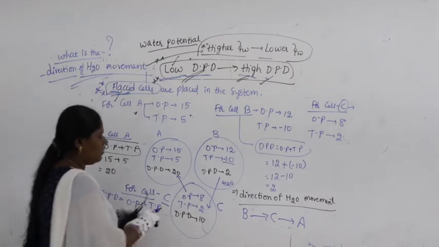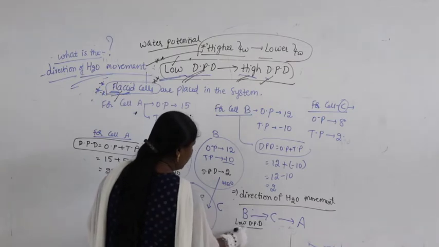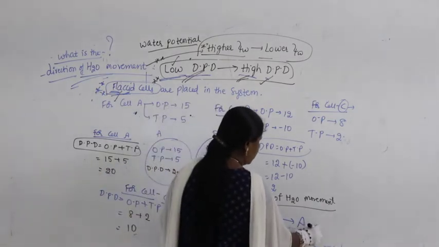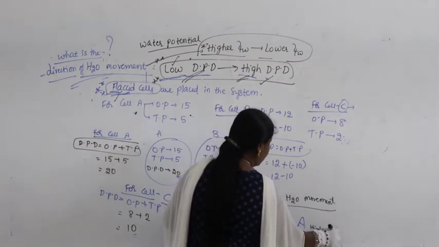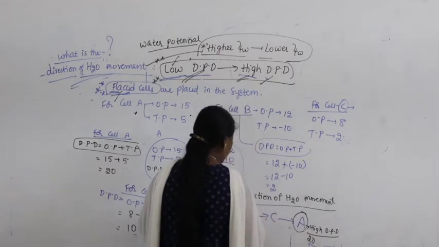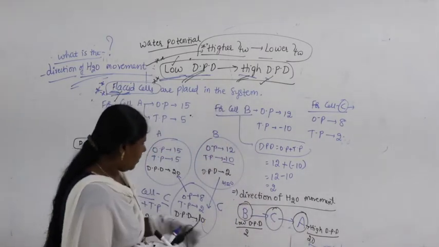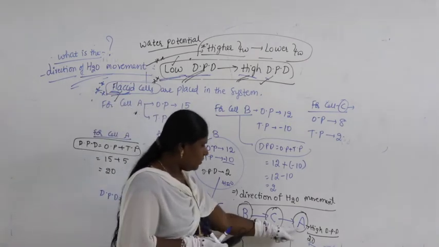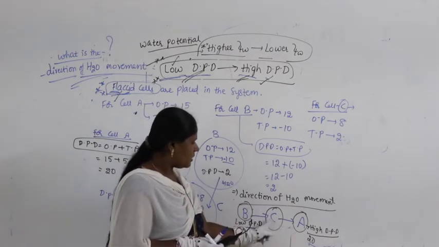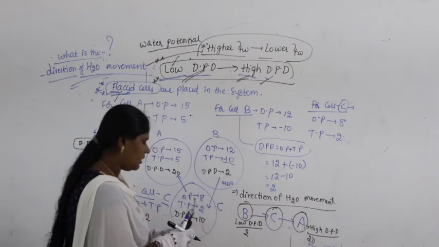Why? Because B is having low DPD. How much is the value? 2, and A is having high DPD. How much is the value here? 20. So B to C and C to A. Okay, B to C and C to A, that is direction of water movement from B to C, C to A, because B is the lowest DPD, A is the highest DPD.